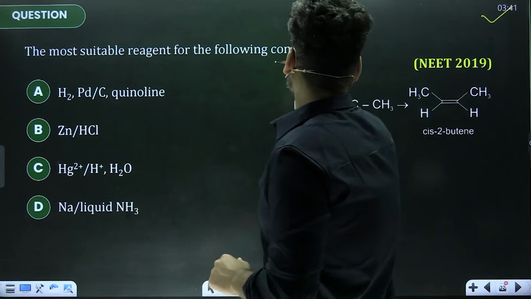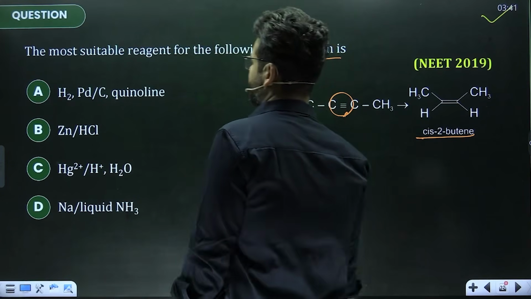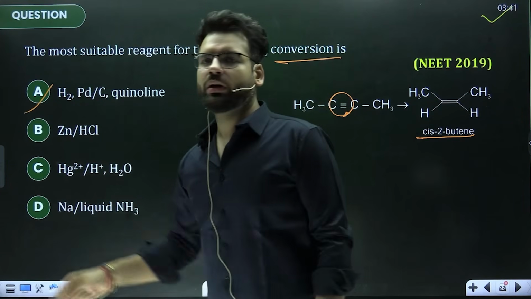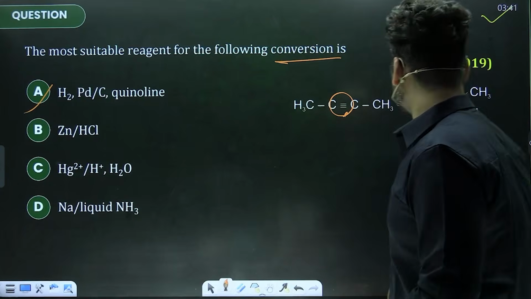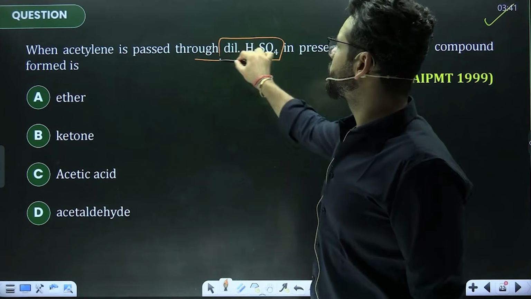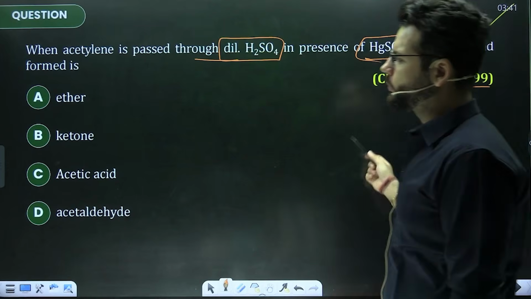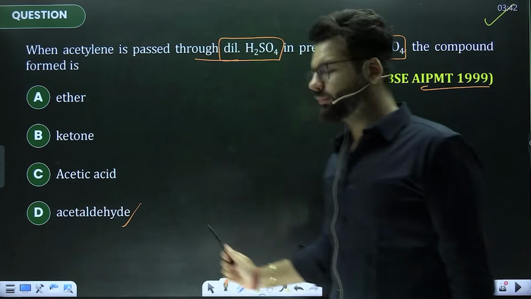Next one. We want to do this conversion. Alkyne to cis-alkene. This is again an easy question. Lindlar's catalyst will use syn addition. Acetylene is passed through dilute H2SO4 in the presence of mercuric sulfate. Again a PMT question. Just now I told you it gives you acetaldehyde.